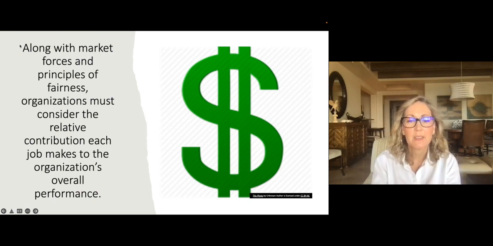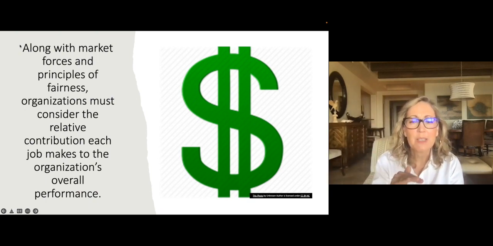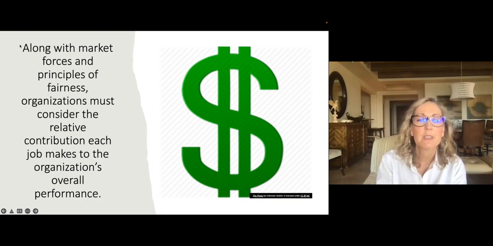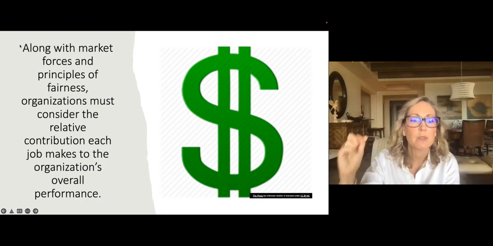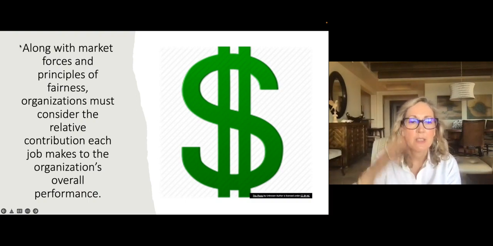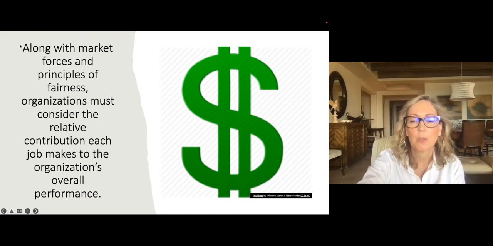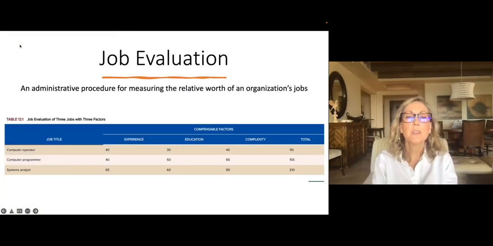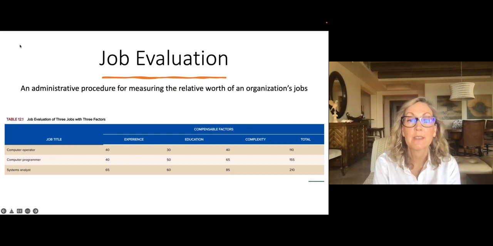So remember I said that we're going to figure out how we assess, in a job structure, the value of an administrative assistant relative to an engineer, relative to an accountant. So how do we get this relative view of jobs in our organizational structure? One tool that we can use to do that is something called job evaluation, which is just a process, they call it an administrative procedure, for looking at the relative value, the relative worth of the different jobs.